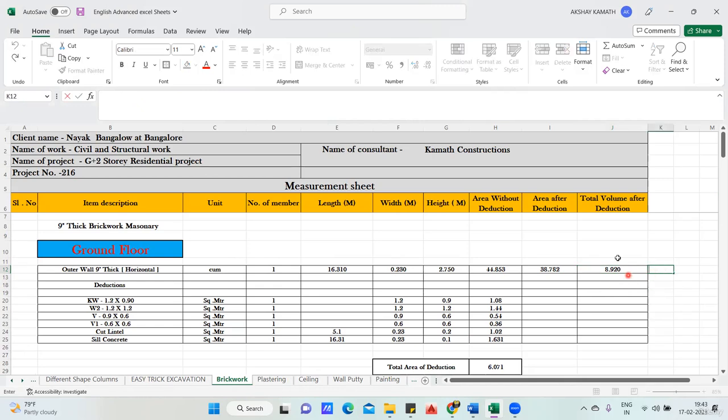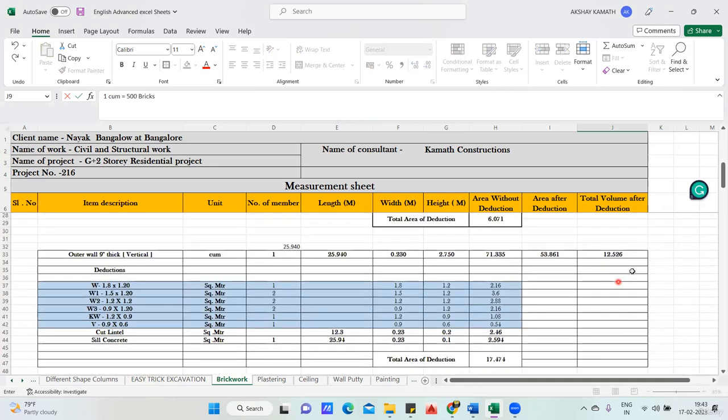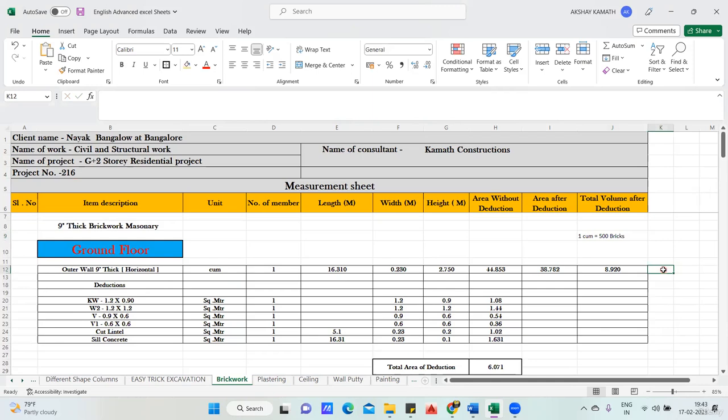So I know that for 1 cubic meter, 500 bricks are required. How much cubic meter do I have? 8.9, no? So what I'll do is 8.9 multiplied by 500. Finish. So I require 4,459 bricks.